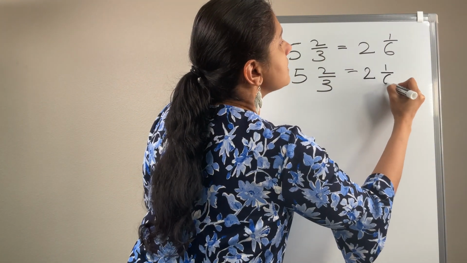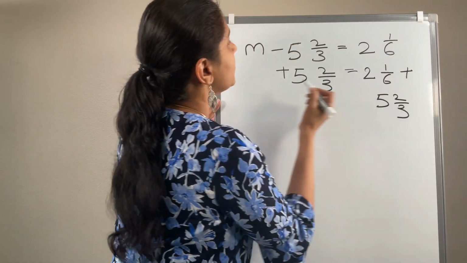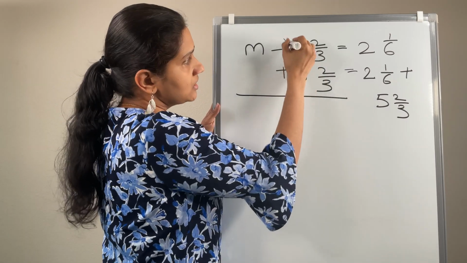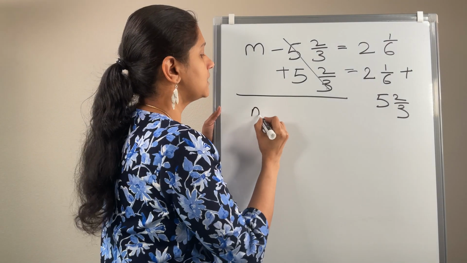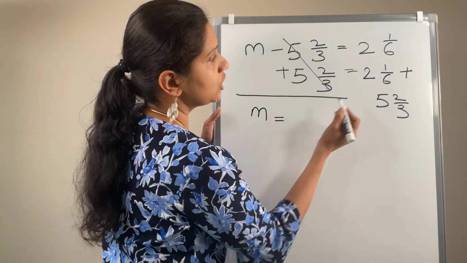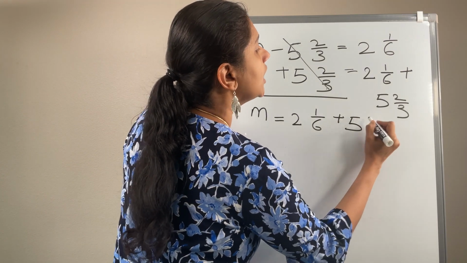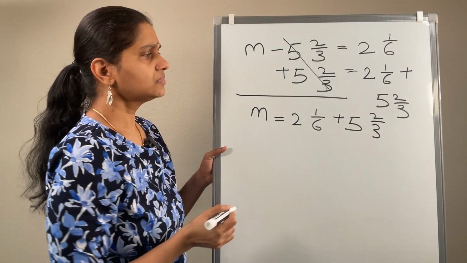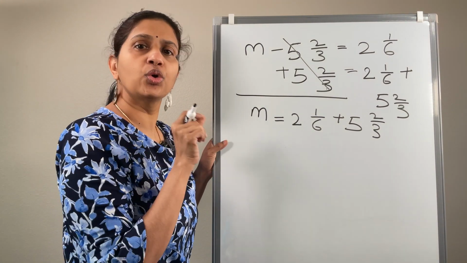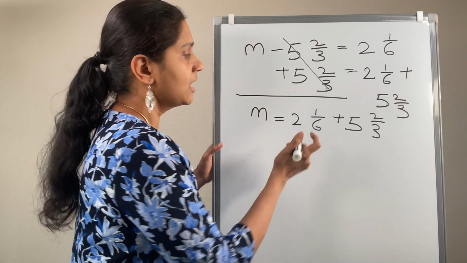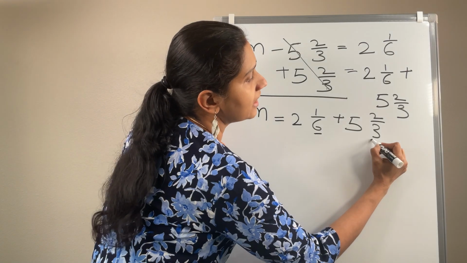So 2 1 by 6 plus 5 2 by 3. Now when you solve this equation, this will get cut out because it will become 0 and we are left with the variable m. That is equal to 2 1 by 6 plus 5 2 by 3. Okay, now let us solve this. Either you can convert it into a fraction or you can just add the mixed numbers. So here you can see the denominator here is 6 and here it is 3.